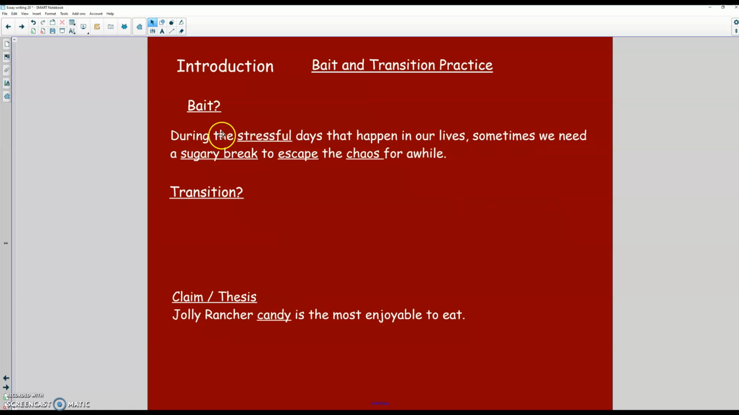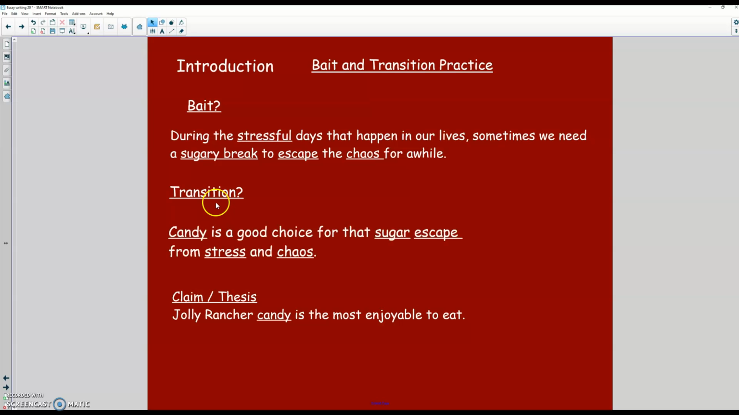So, my broader topic here is about stress and the fact that sometimes we can relieve that stress by taking a sugary break. And you can see where this is going. I think sugary break means Jolly Rancher candies in the end. So how do I get from here, this broad topic, to here, my more narrow topic in my thesis? Well, with the transition sentence. I want to take a thought from this bait, or hook or lead sentence, and a thought from the Jolly Rancher thesis, and put them together in the transition.